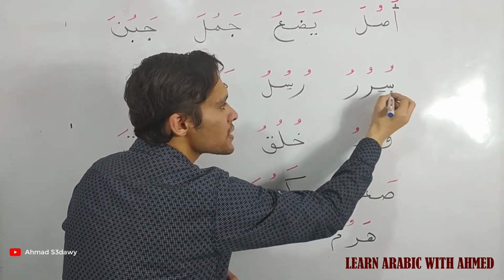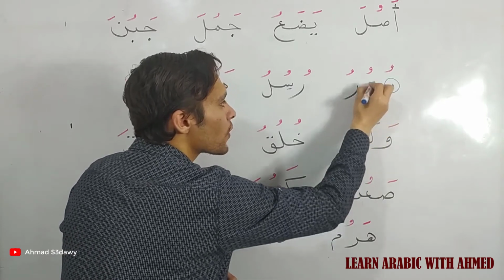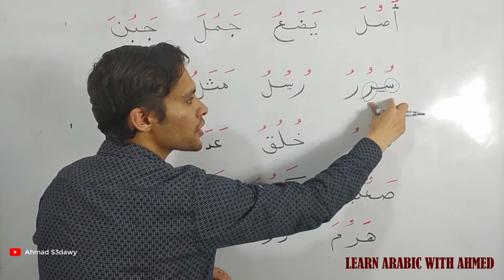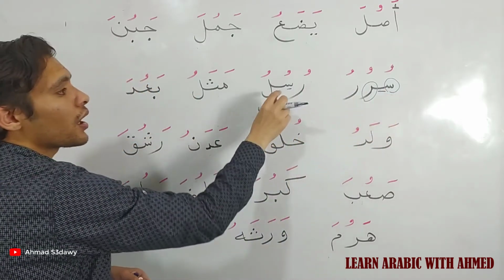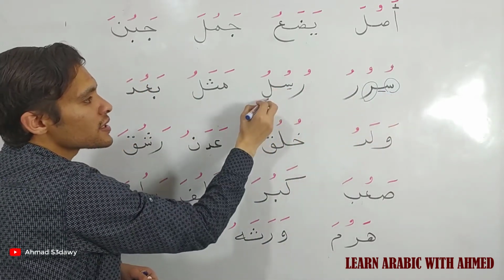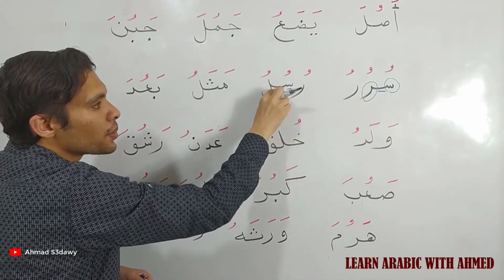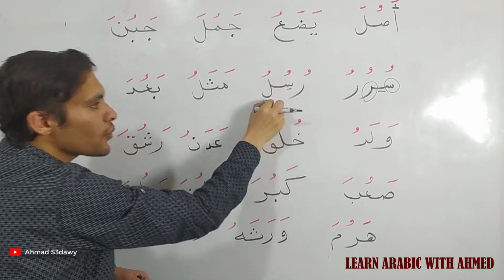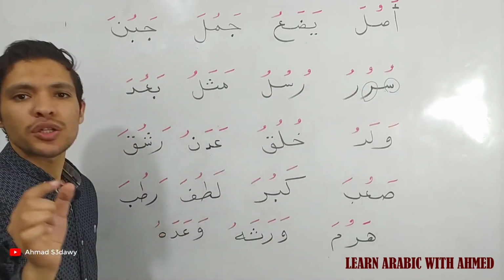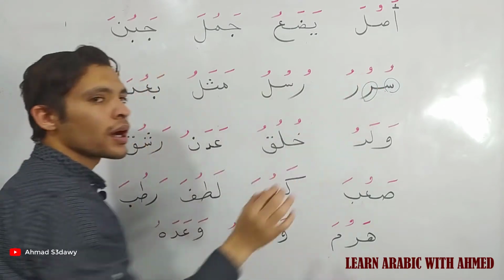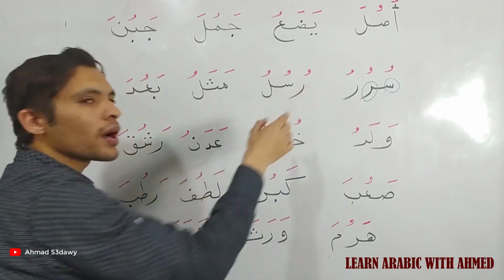This is a bridge that connects the sin with the ra. The bridge connects two letters together. And here, sin, and this is lam, and this is a bridge that connects the sin with the lam. But sin was dhamma, su. Ra was dhamma, ru.